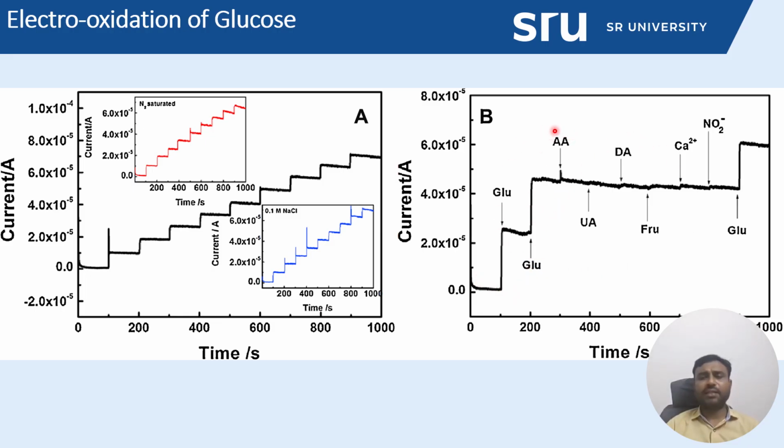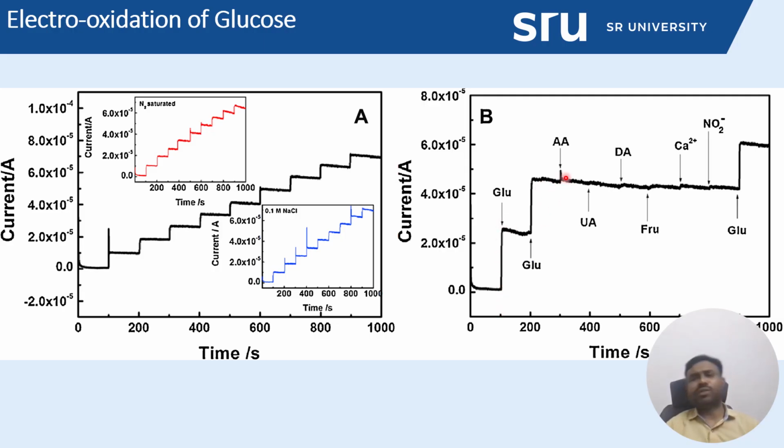So after adding ascorbic acid, uric acid, dopamine, fructose, metal ions and nitrate ions, all these analyte molecules, again we are adding glucose. We can clearly see the enhancement of the oxidation peak, which is similar to the initial addition, which means that when adding only glucose, our copper sulfide microflower morphology can effectively oxidize the glucose molecules. Hence, we are observing an increase in the peak current.